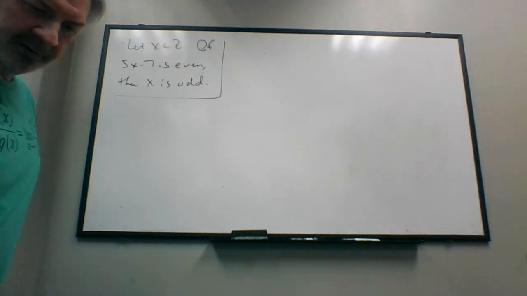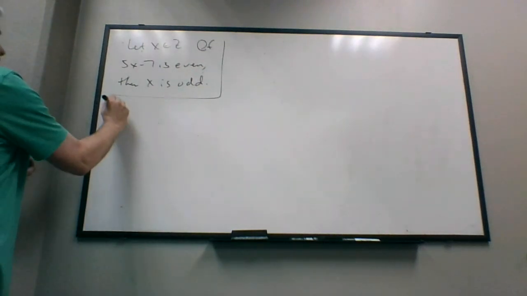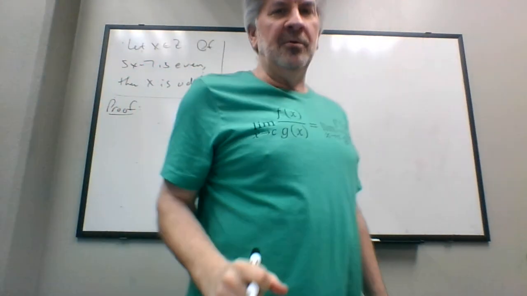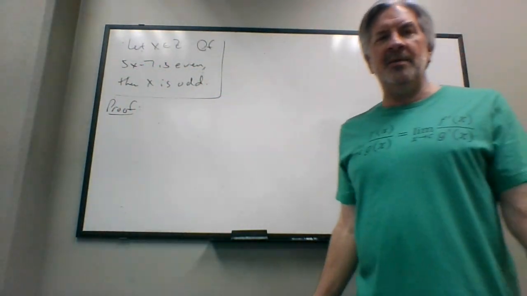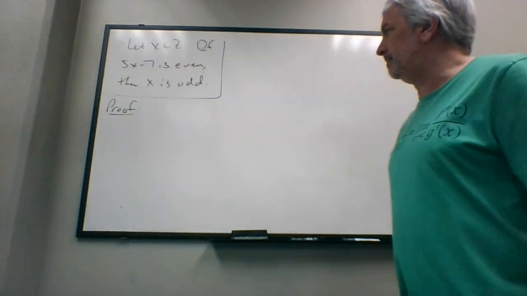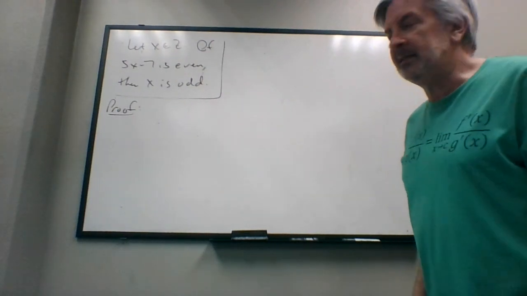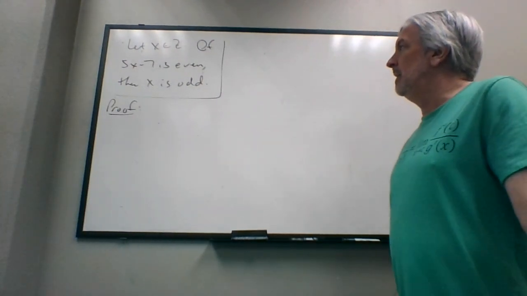Nice little number theory proof here. Okay, let's do the proof. Now, before I start writing things down, we need to think about what might be the best method of proof. Okay? I mean, all we've talked about now is direct, and now we're doing contrapositive.